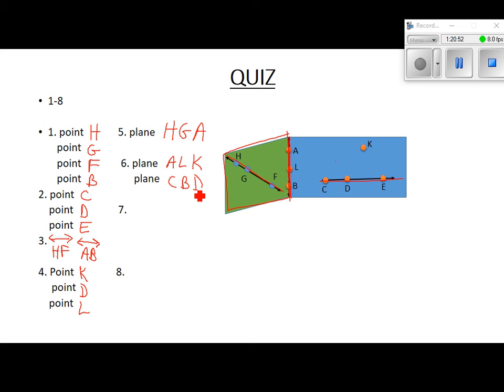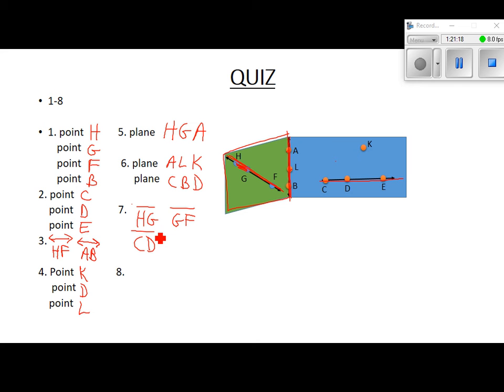Number 7, name 3 line segments. Even though this is a line in the picture because it's got arrows, we can take part of it and make that a line segment. So I'm going to use line segment HG, and you have to make sure you use your symbol. Line segment GF, and then we could pick any other one. I'm going to say line segment CD. 3 line segments.